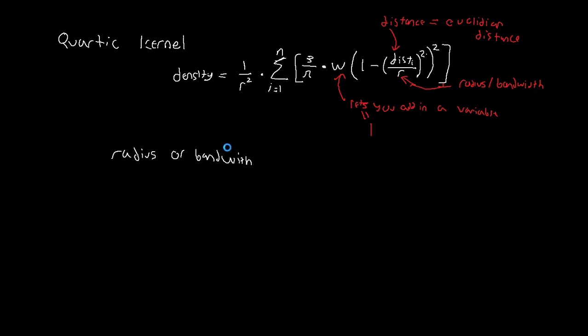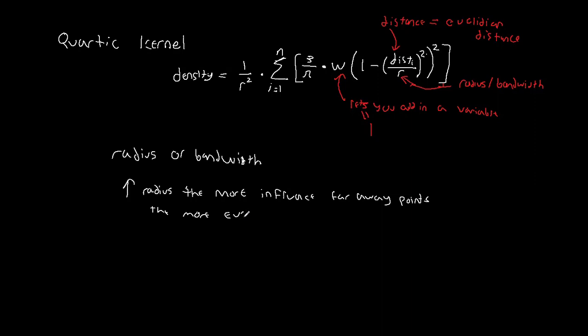Cannot write today. Radius, or bandwidth, W-I-D, right? As a general rule, the higher the radius, the more influence faraway points have. Or put another way, the higher the radius, the more even the density will become.